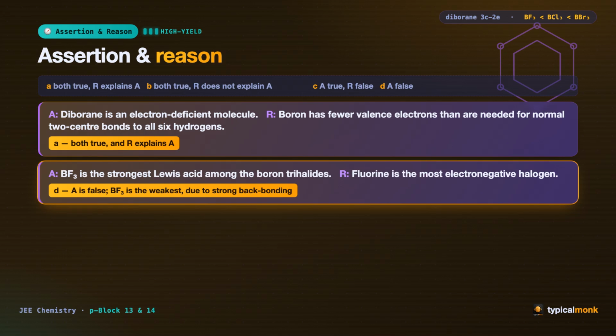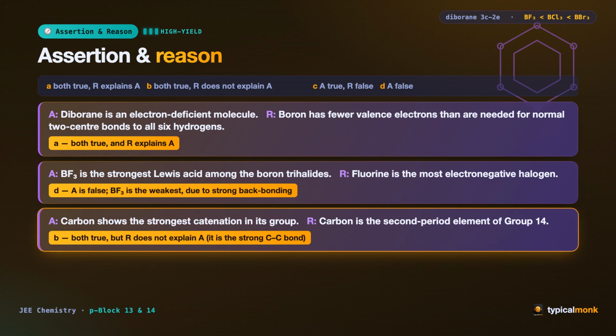Second pair. Assertion: boron trifluoride is the strongest Lewis acid among the boron trihalides. Reason: fluorine is the most electronegative halogen. The reason is true, but the assertion is false. Boron trifluoride is actually the weakest because of strong back bonding. The answer is D.